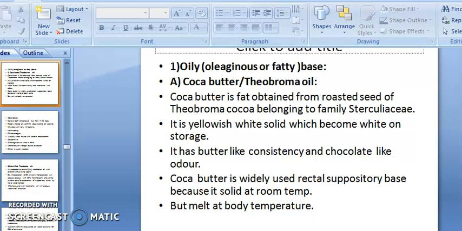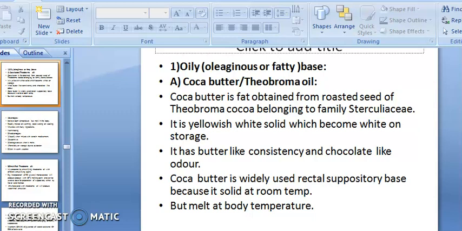Family is nothing but, suppose I belong to the family of Maratha, it is the same: plants are classified according to the family name. This seed belongs to the family Sterculiaceae, obtained from Theobroma cacao. It is a yellow-white solid which becomes white on storage.